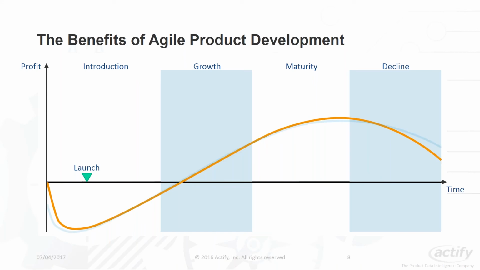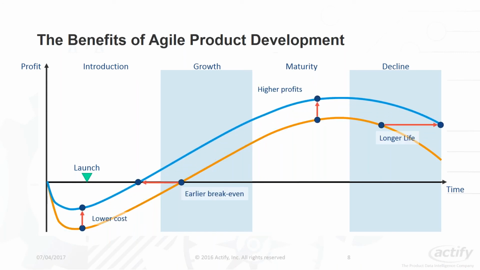So with Agile product development, you get to market earlier, which reduces your costs. Your break-even moves forward, so you're driving profits earlier and you get higher profits even sooner. And your product time in the market is extended, and that's why your organization needs to unlock the benefits of a collaborative product development process.